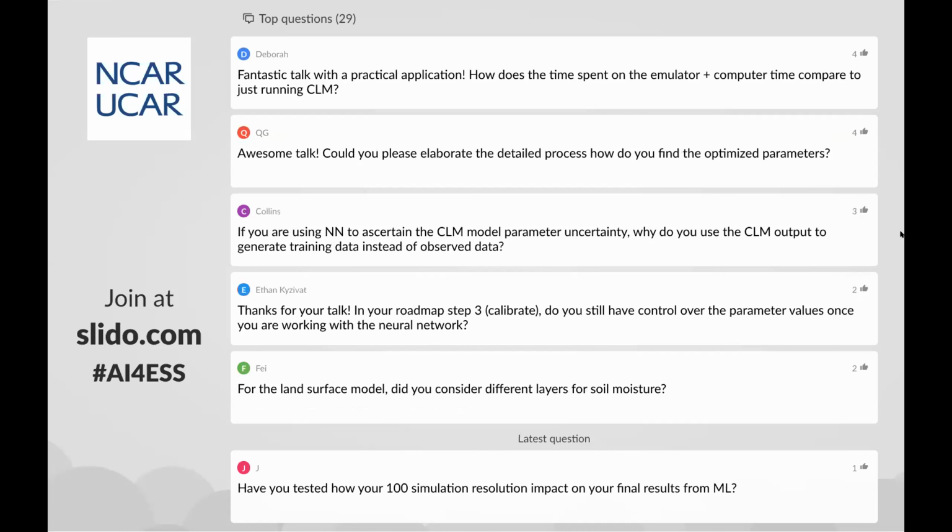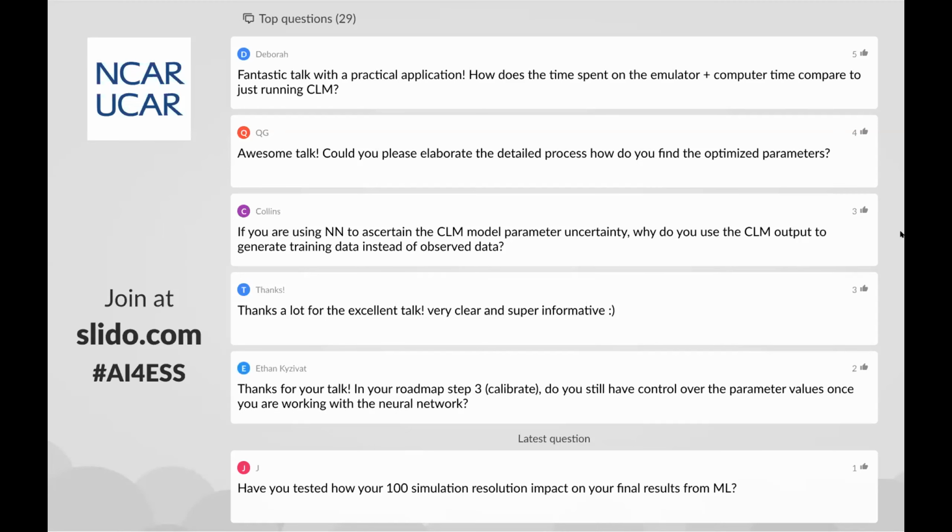Question from Deborah. Thanks for that. How does the time spent on the emulator plus computer time compare to just running CLM? Yeah, so my comparison that I showed was just the amount of time to run a single model ensemble member, which is a couple of hours with CLM, but that's very dependent on the configuration and the model resolution and the complexity, whereas the emulator took seconds in the prediction.